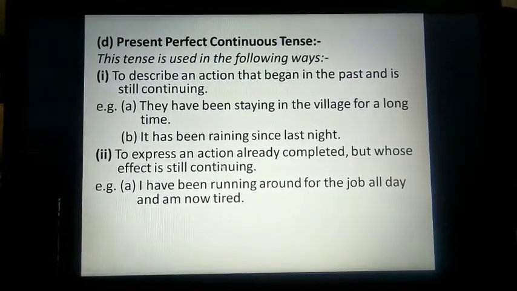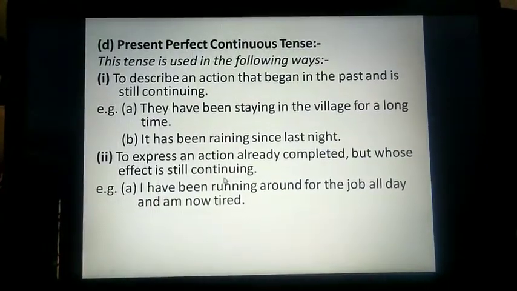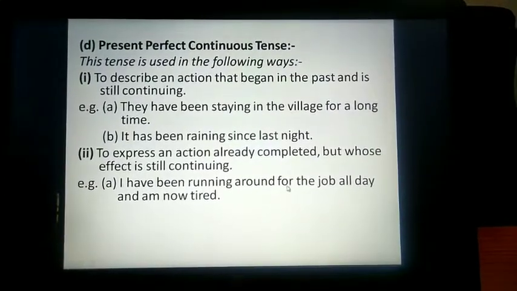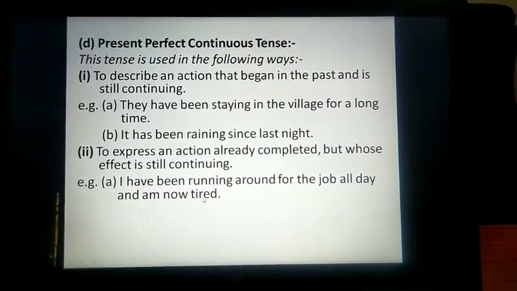The next way is to express an action already completed but whose effect is still continuing. Example, I have been running around for the job all day and am now tired.